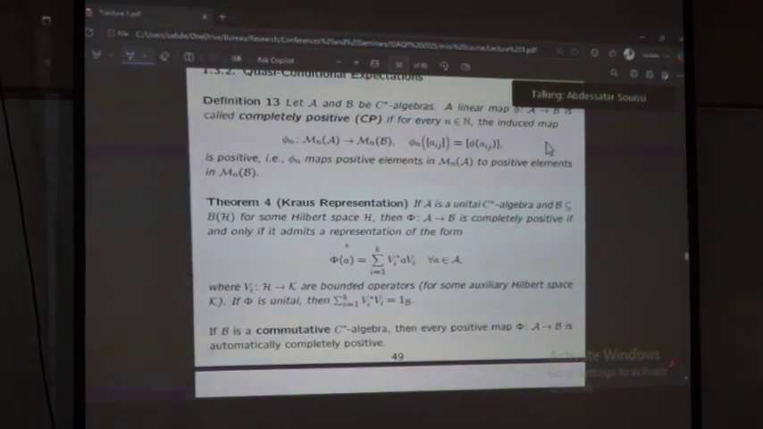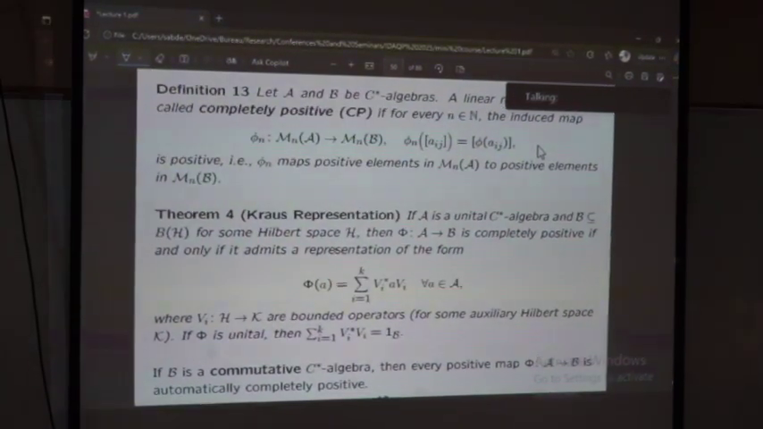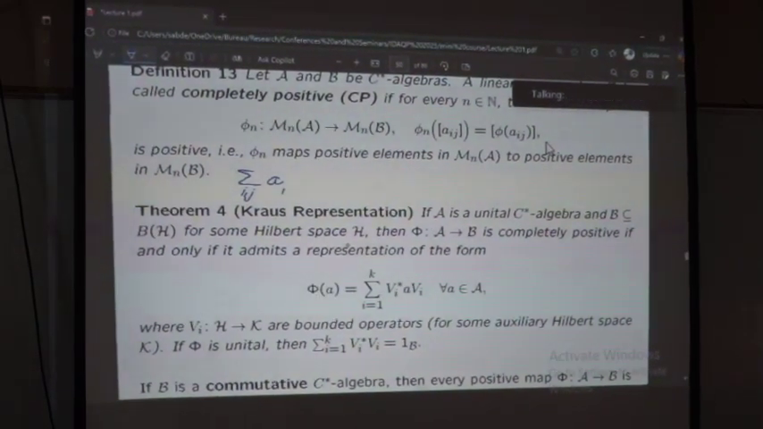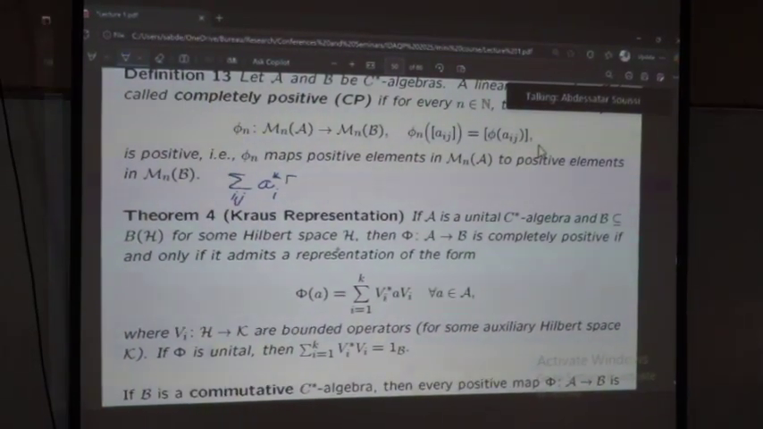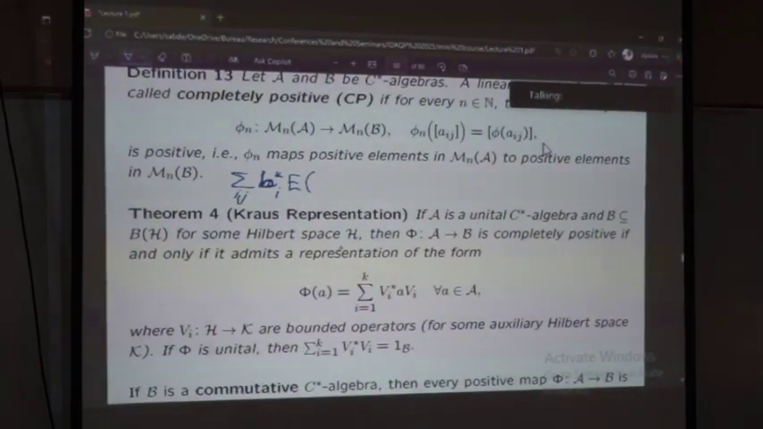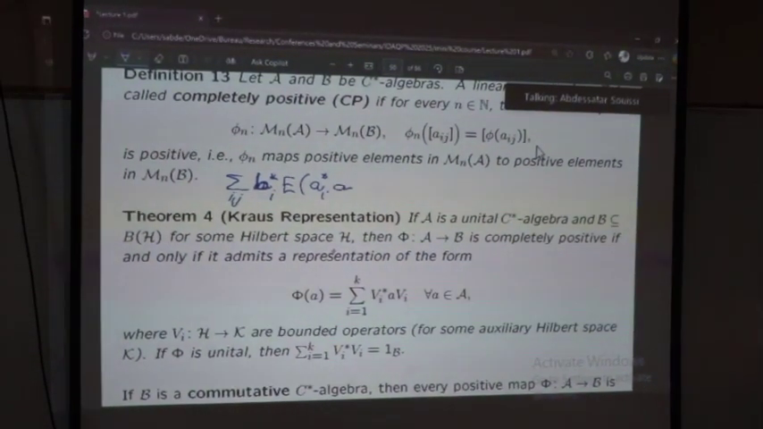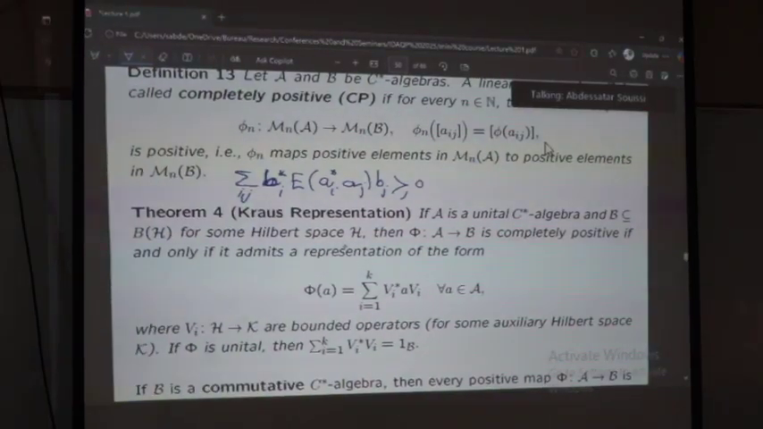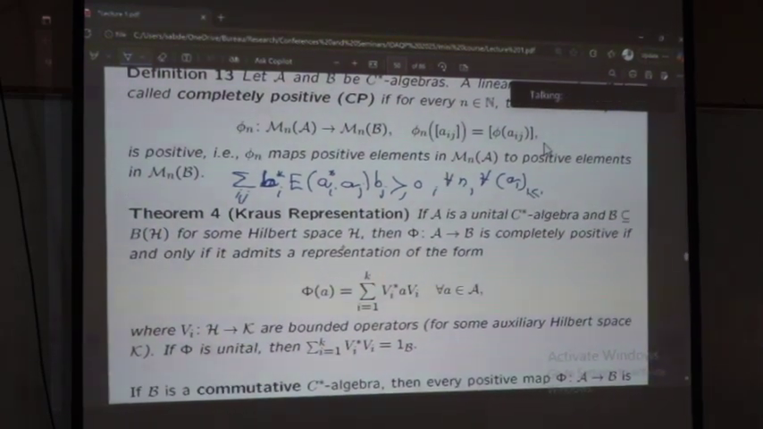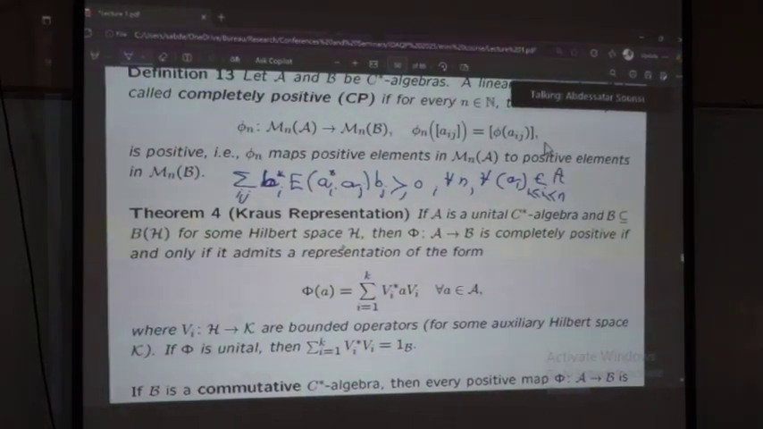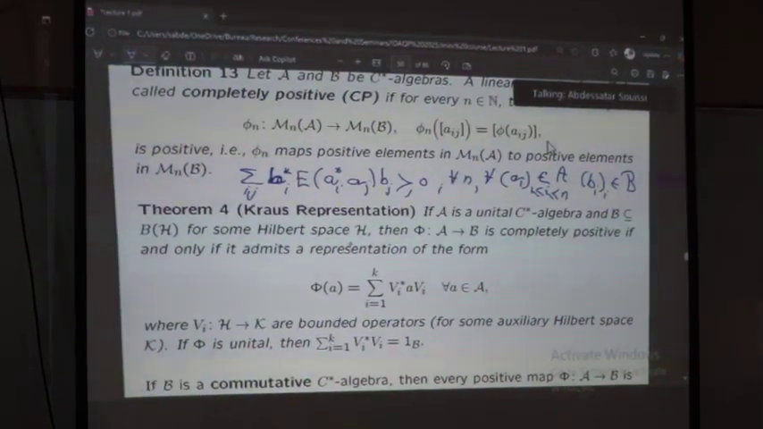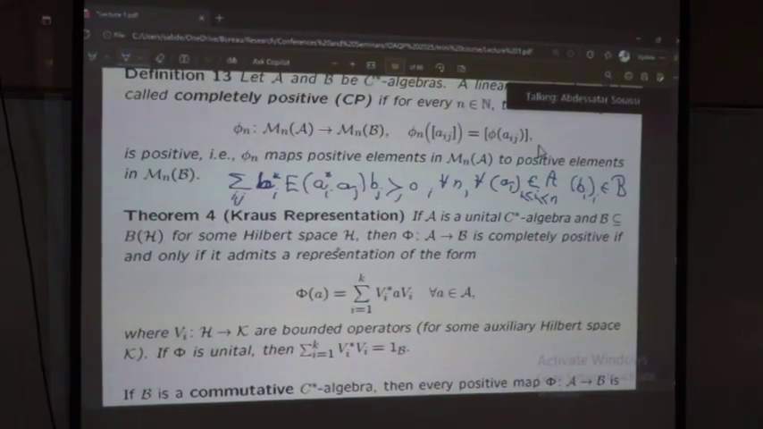the sum, I will just write the characterization. The sum over i,j of b_i star phi of a_i star a_j b_j is positive for every n, and for every element a_i, i from 1 to n, in the algebra A, and the same for B. Which is exactly the formulation of the fact that this map phi is completely positive.